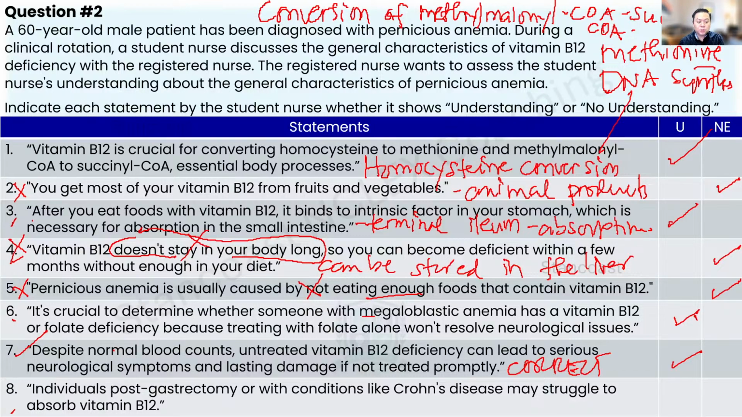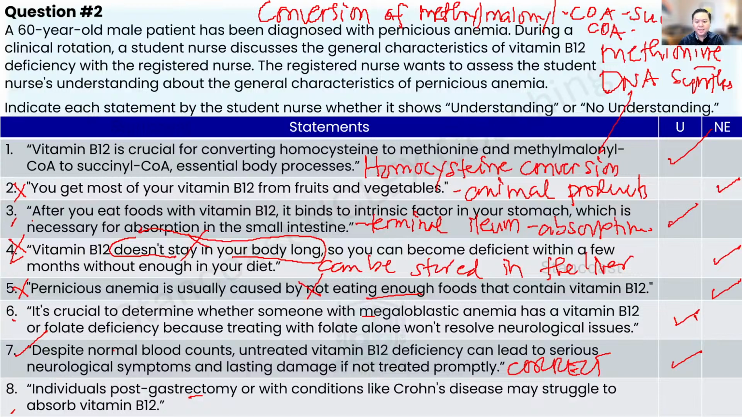Again, individuals post-gastrectomy with conditions like Crohn's disease may struggle to absorb vitamin B12. That is correct because of the absorption problems. For example, if they had removal of part of the gastric tissue, this can decrease the surface area of those tissues that can produce the intrinsic factor. Or if there is a problem in the terminal ileum, maybe Crohn's disease, or resection of the diseased part of the bowel, this can also impair the absorption of vitamin B12.